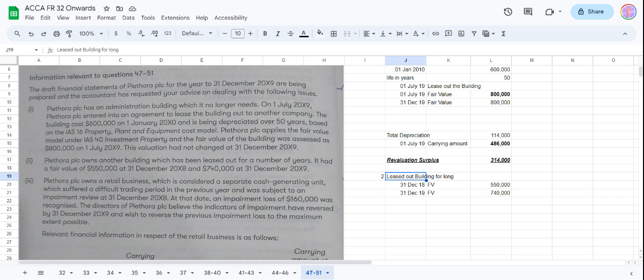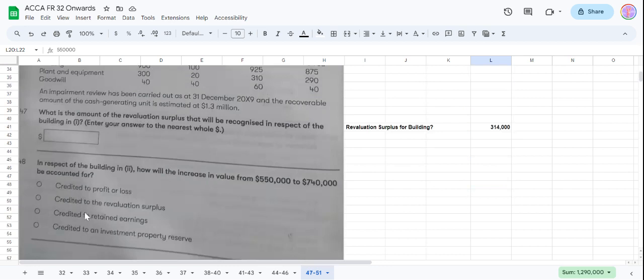That means it is an investment property. IAS 40 will apply. So if there is a change, this goes to the profit and loss. This change in fair value will be credited to profit and loss. An increase in the value will be credited to profit and loss. So the answer for 48 will be credited to profit and loss.